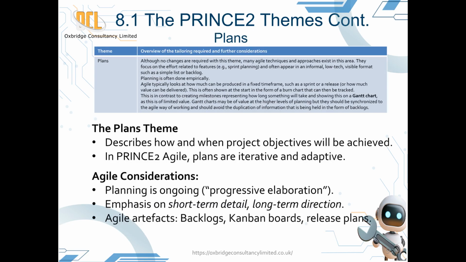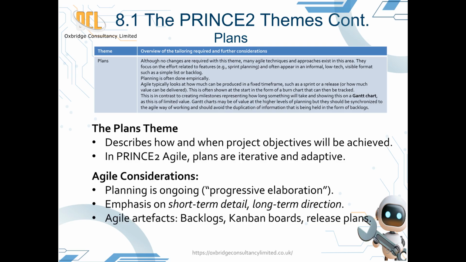The purpose of this slide is to show that Agile does not eliminate planning, it changes how planning is done. Key ideas: PRINCE2 defines levels of planning as project, stage, and team. Agile complements this with iterative planning cycles, daily, sprint, release. Plans in PRINCE2 Agile are lightweight, transparent, and continuously updated. Agile teams visualize progress on boards, keeping everyone aligned.